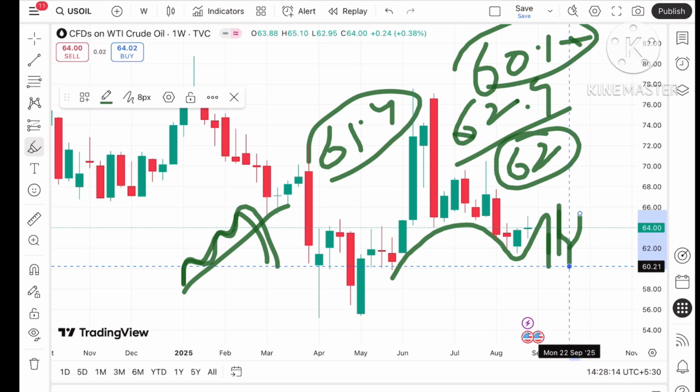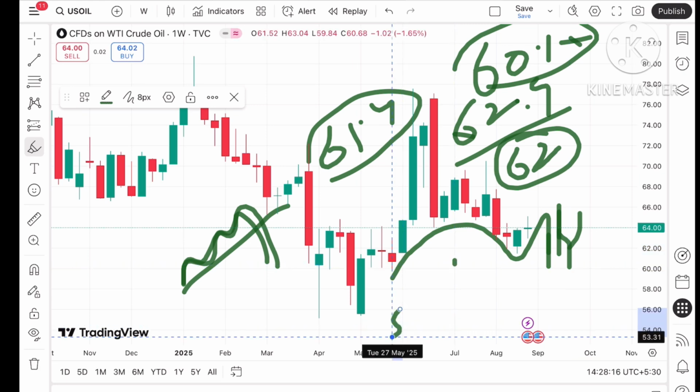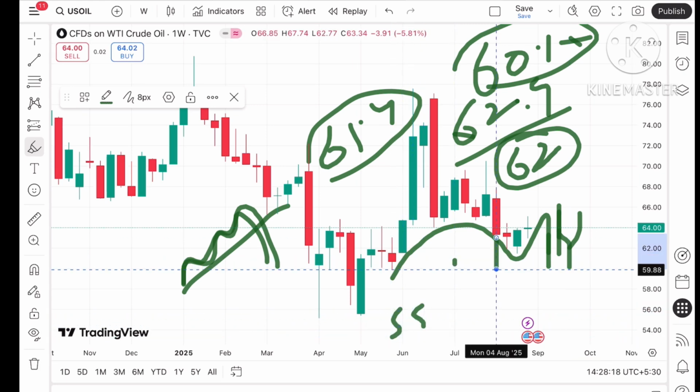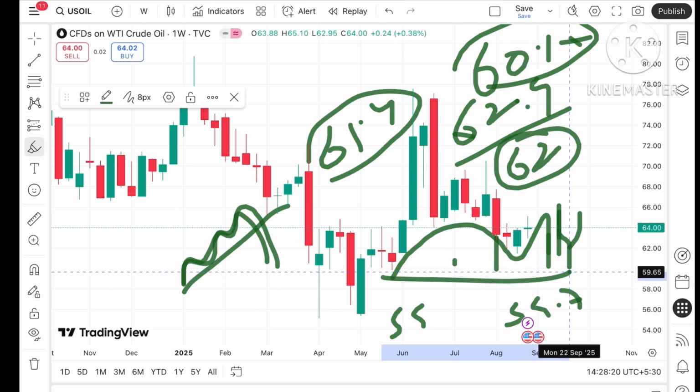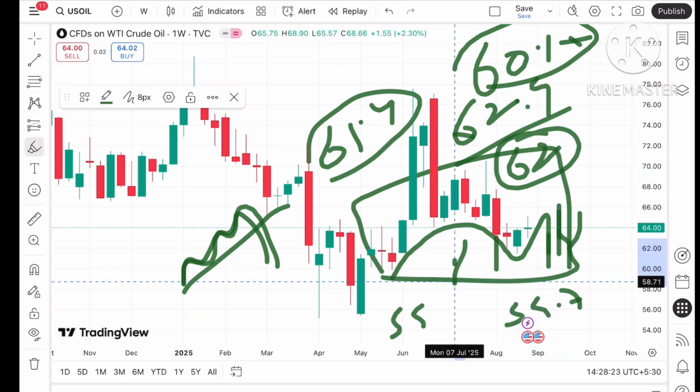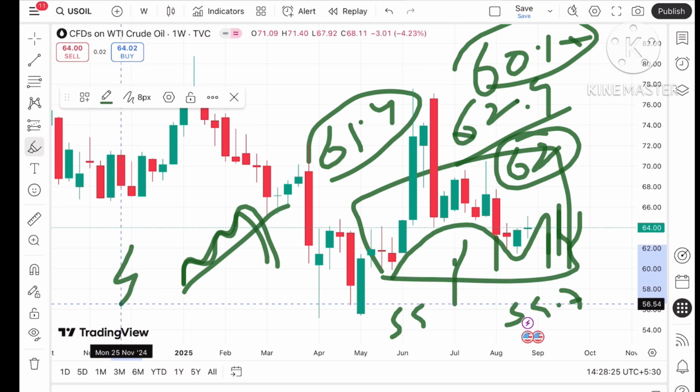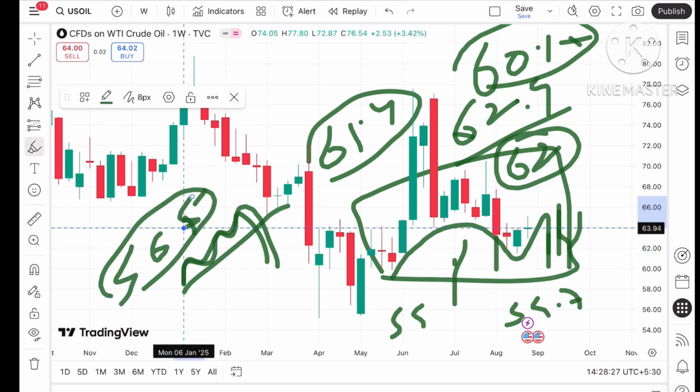After that we can see it can move towards 59.9 to around 59.7, and then there will be a zone breakout, so further downfall can be seen towards the next level, that is 56.5, and then a further low can be seen.